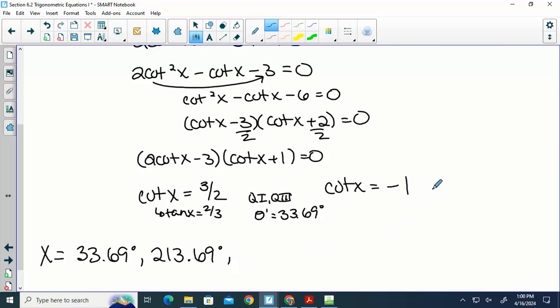Over here, it's negative. In what quadrants is cotangent negative? 2 and 4. Reference angle: when is cotangent 1? The same thing as saying tangent is 1, so it's 45 degrees. In quadrant 2, 180 minus 45 is 135. In quadrant 4, you do 360 minus 45, or 315.